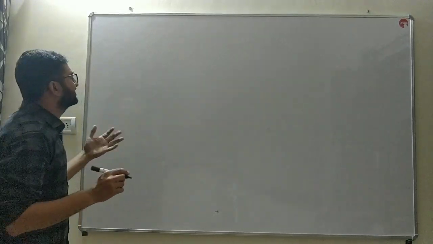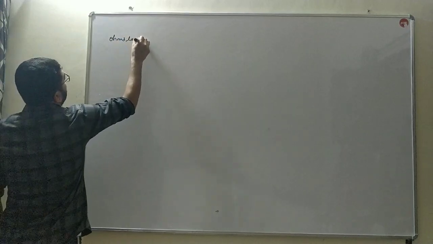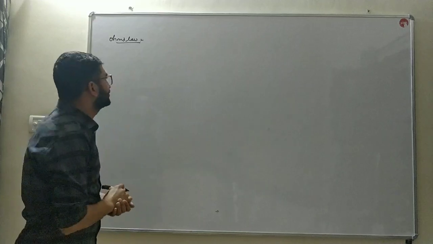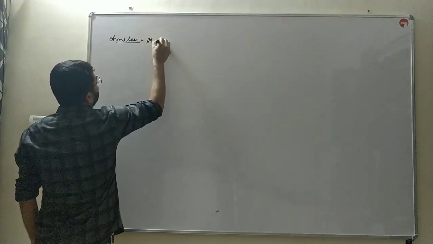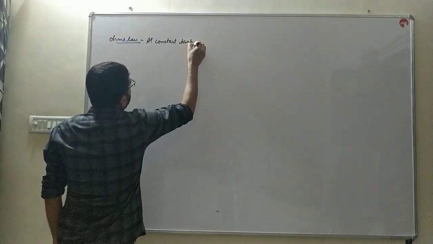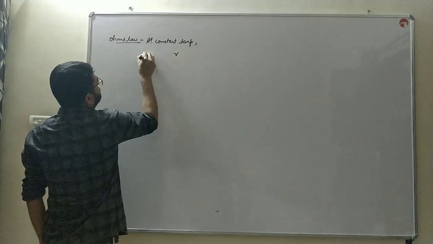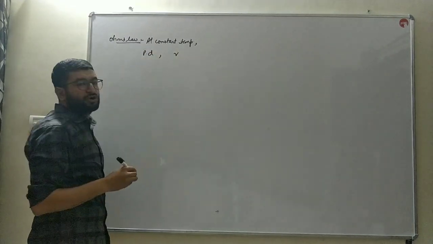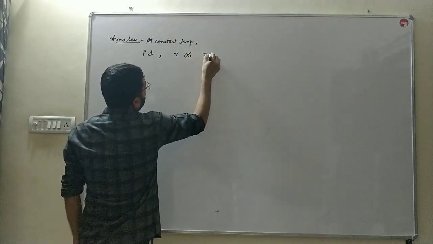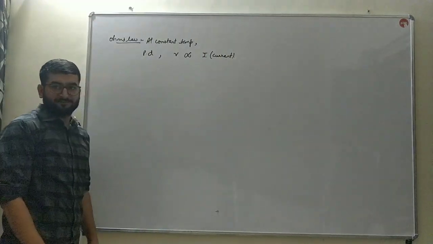In the previous video we have discussed Ohm's law. First we'll revise that topic. Ohm's law was proposed by George Simon Ohm, and according to this law, at constant temperature, the potential difference applied across the ends of a conductor is directly proportional to the amount of current flowing through the conductor.